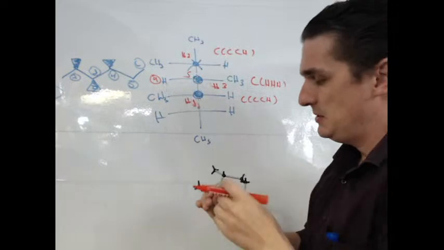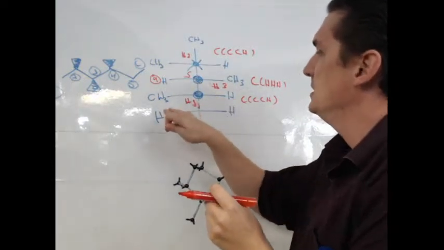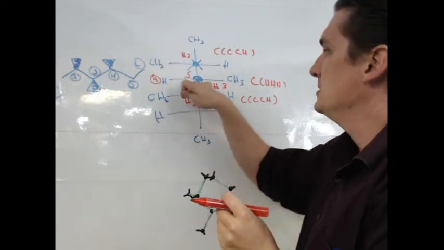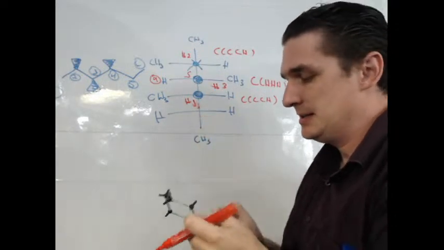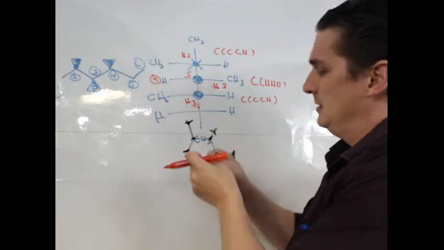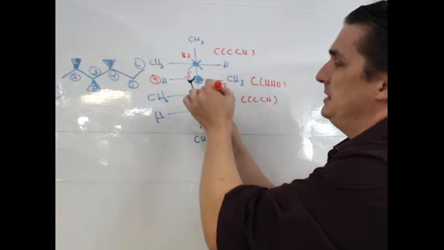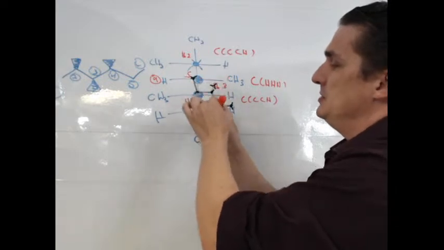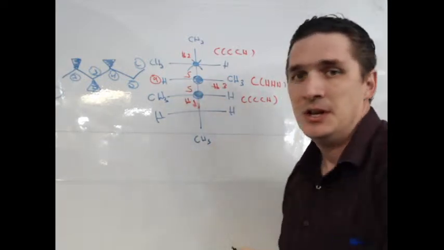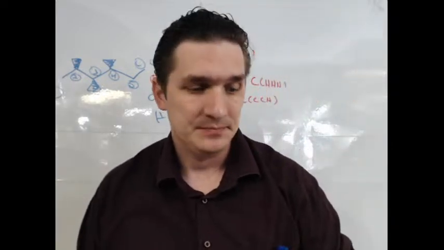Now if you do the same thing with this carbon, hydrogen's the lowest, methyl's the second lowest, this will be the highest, this will be the second highest. When we rotate that again, we see that shift in priorities. 1, 2, 3, it's a counterclockwise rotation. So that ends up being S symmetry.